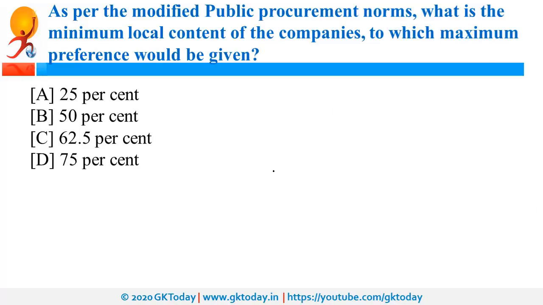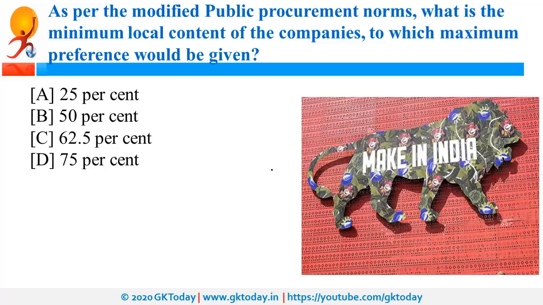As per the modified public procurement norms, what is the minimum local content of the companies to which maximum preference would be given? So recently new procurement norms were notified by the government, and as per this notification, the preference will be given to the companies whose goods and services have 50% or more local content. So this will be done to give a boost to Make in India initiative.